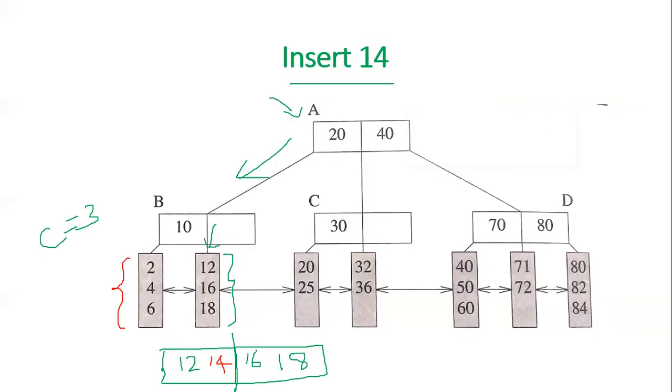And also what should happen? As per our previous discussion, this is Q, this is P. The smallest element of P should go to the parent. What is the smallest element of P? 16. 16 will go here. To the right of 16, we will have the P part, that is 16 and 18. To the left of 16, we will have only 12 and 14. So the left of 16 will have 12 and 14, and the right of 16 will have 16 and 18. This is how we insert 14.